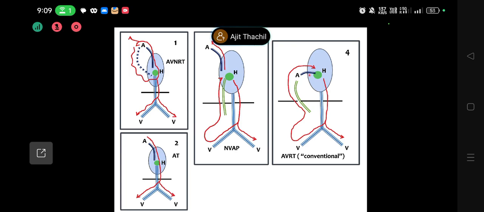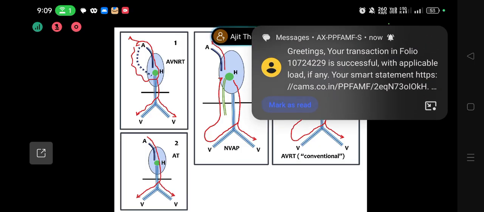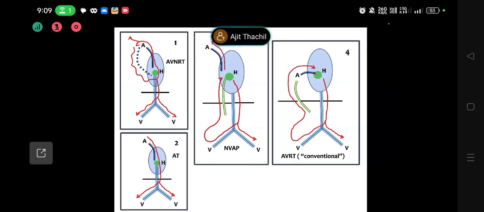So here from the atrium, let's start with the atrium. It goes into the His bundle through the transitional fibers. Here once again I've drawn the fast pathway as the transitional fibers, goes to the compact His, goes through the penetrating AV node, goes to the right ventricle and the left ventricle, and then the breakout point is distal.